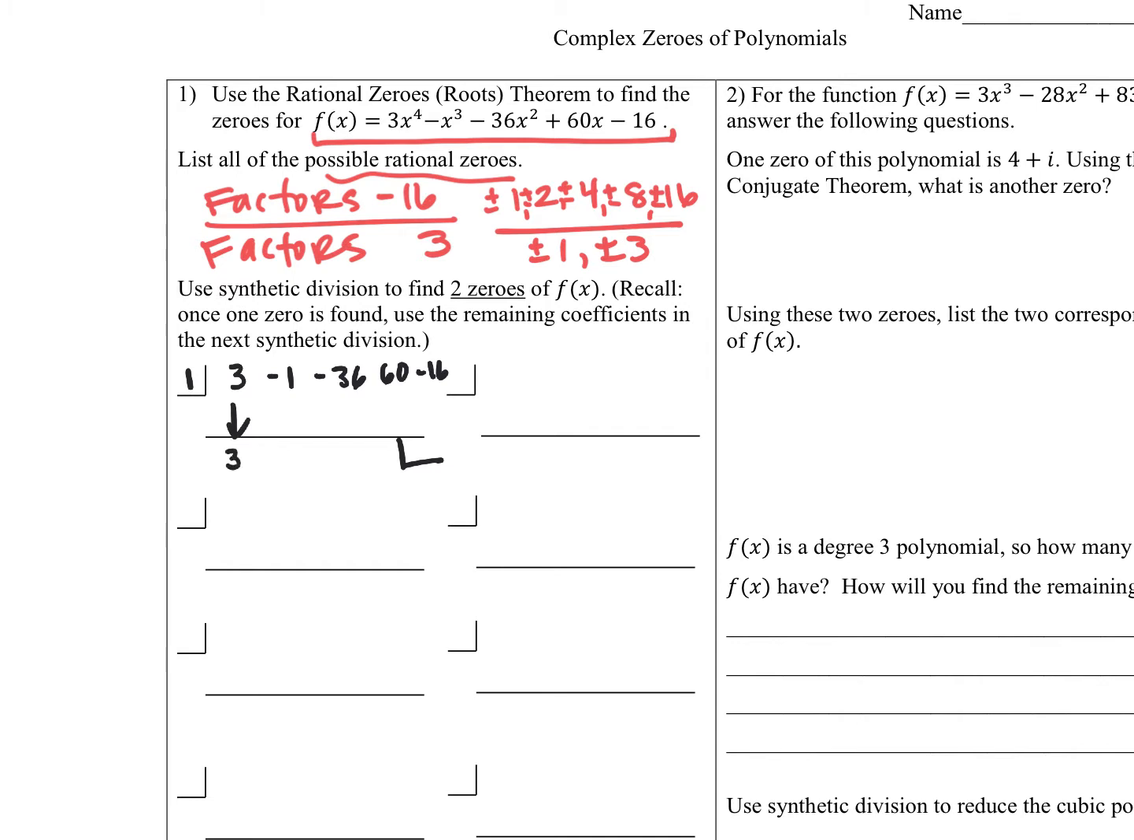So I bring down the 3. 3 times 1 is 3. We get a 2. That's negative 34. Multiplying, that's negative 34. Then negative 34 is going to get us positive 26. And then we multiply that, and it's not going to get us a 0 remainder.